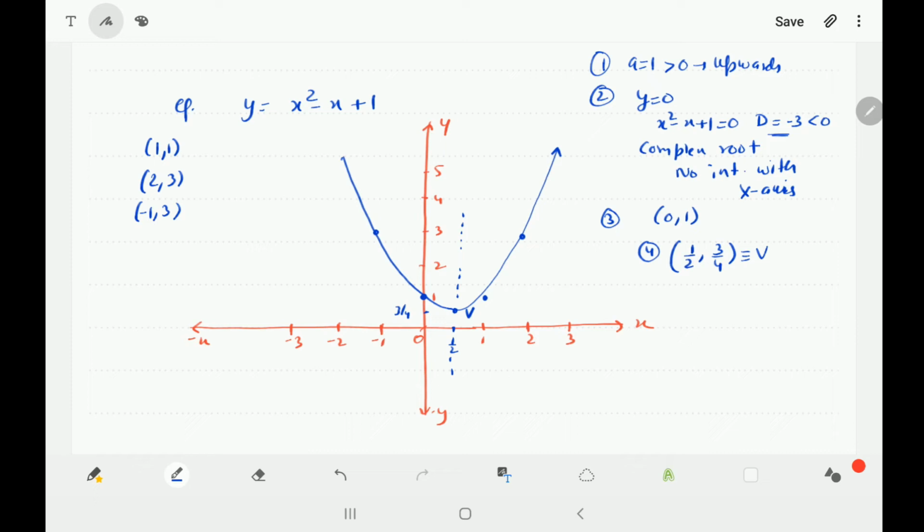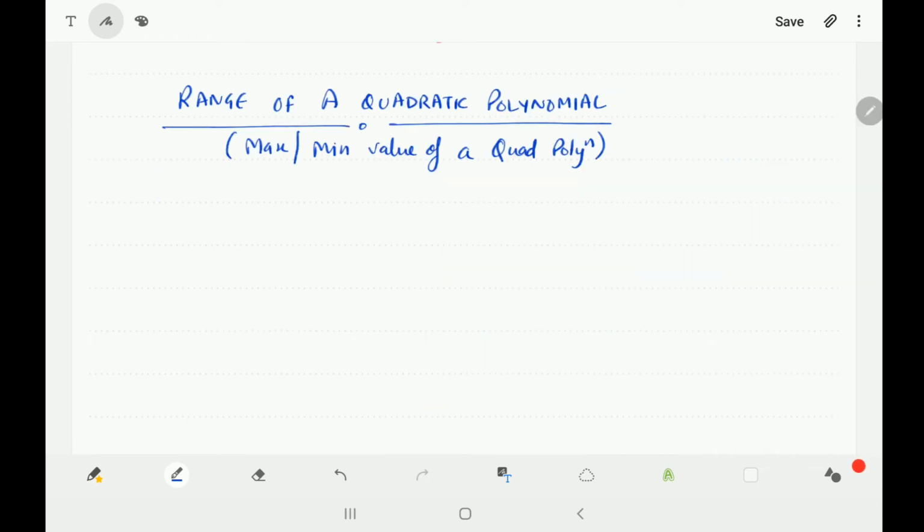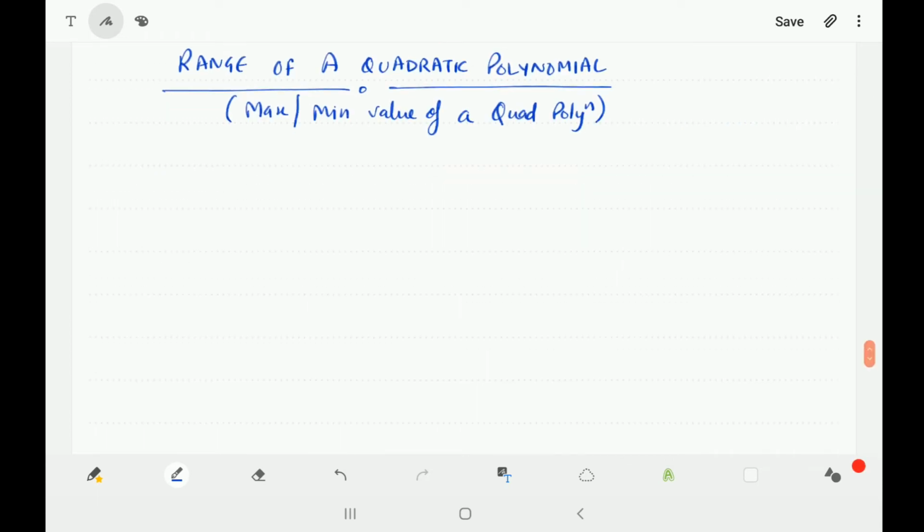Okay, so this kind of parabola we will get. I hope it is clear how to draw a parabola using these 4 points. Now let's move on to the next topic, which is range of a quadratic polynomial.